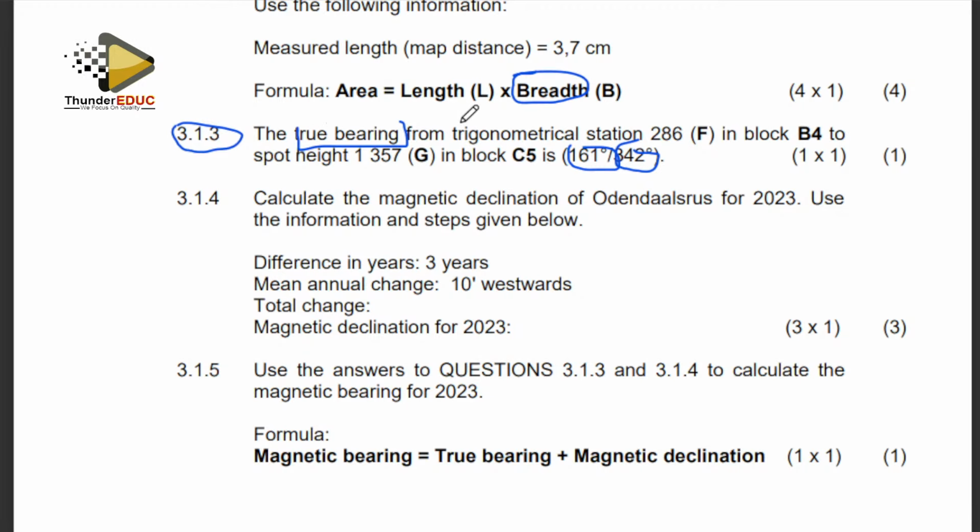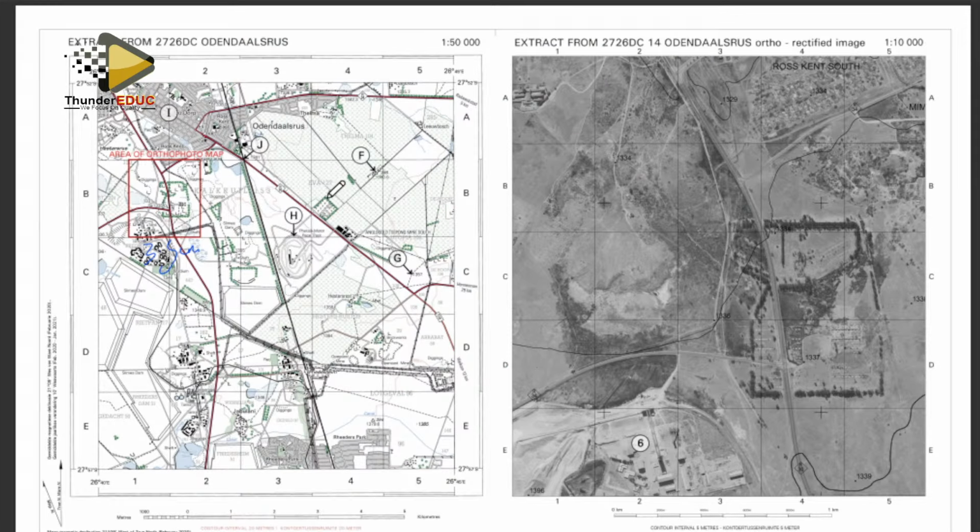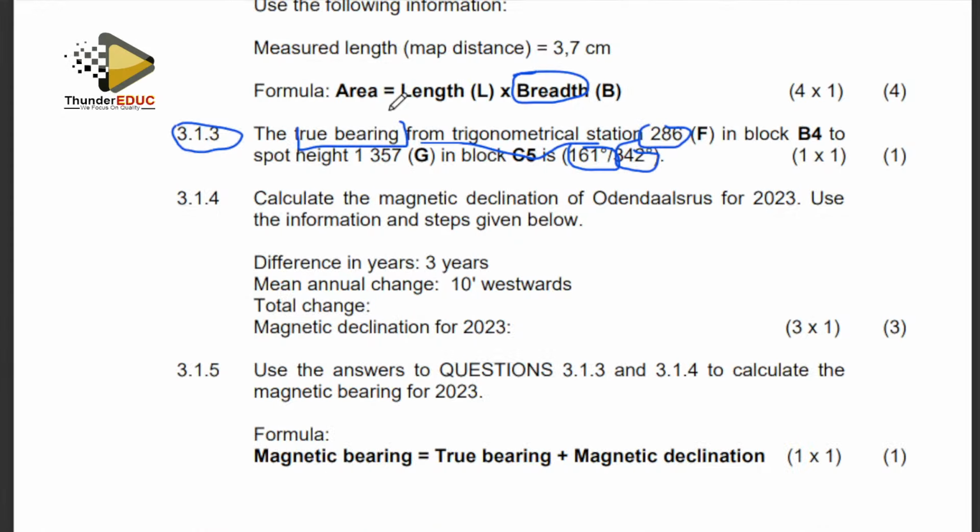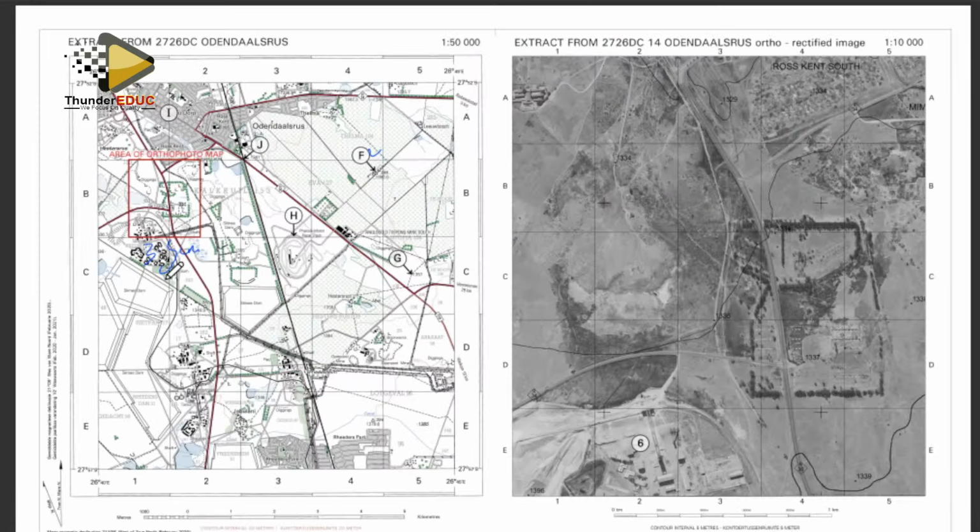So the key aspect here is "from". So what is the starting point? The starting point is 286 in block B4. We come to the map here. I don't know if you can see B4. So from here, from F, which is here, to what? To the spot height in C5. C1, 2, 3, 4, 5. So this could be our spot height.